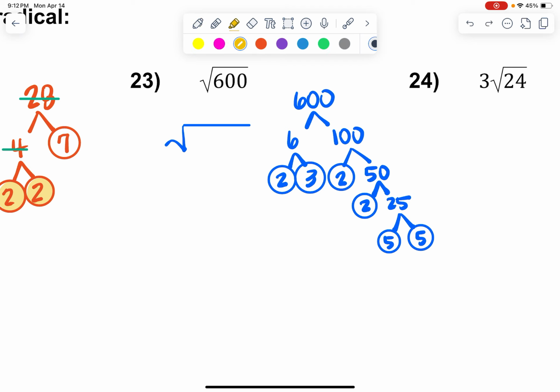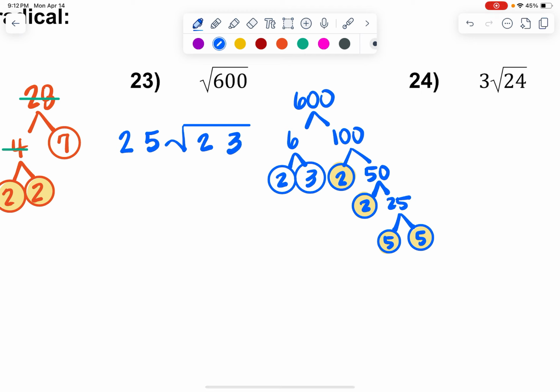Sorry, I meant to highlight that. Looks like I have a pair of 2s, so I get to take out a 2. And it also looks like I have a pair of 5s, so I get to take out a 5 as well. But then it looks like this 2 and 3, they don't buddy up, so they have to stay inside.